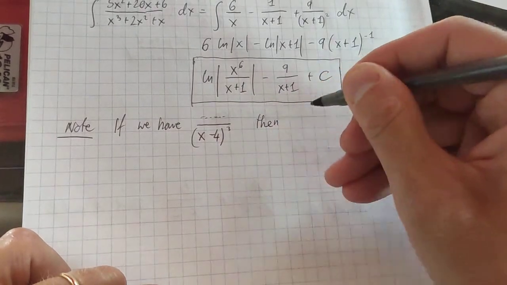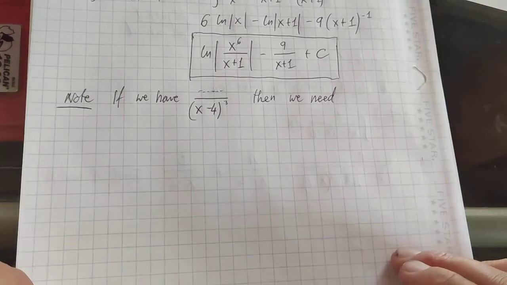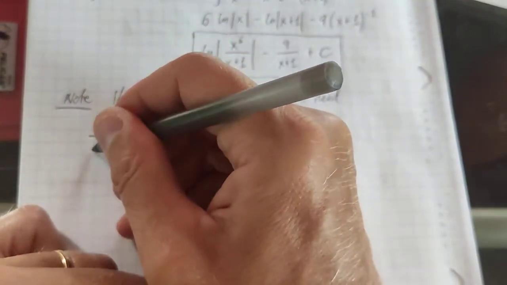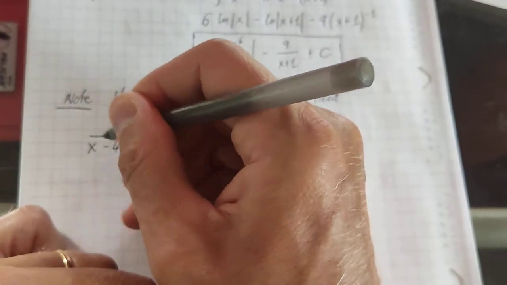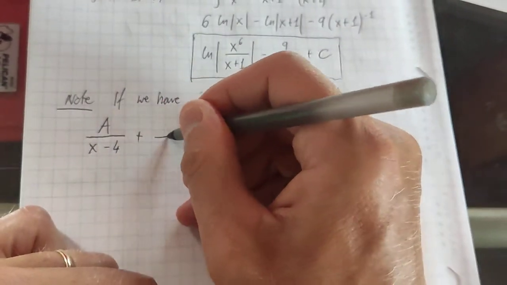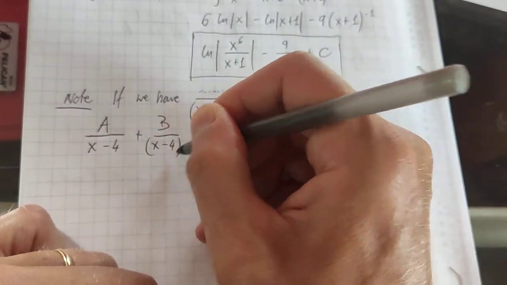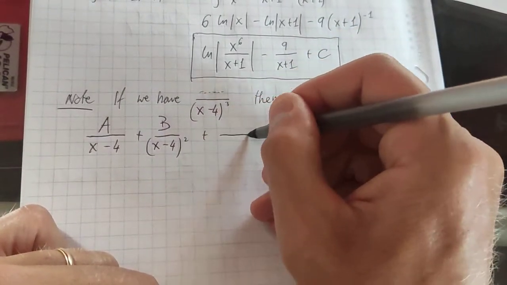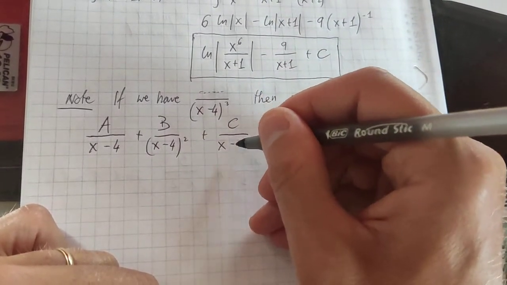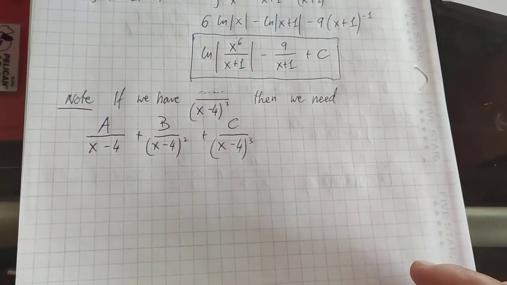Okay, so then we need 3 partial fractions. The first one will have the linear factor, like this. The second one will have the quadratic, so x minus 4 squared. And the last one will have the cubic factor. Okay, something like this.